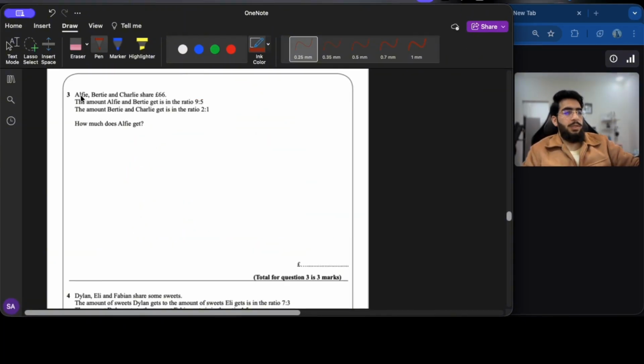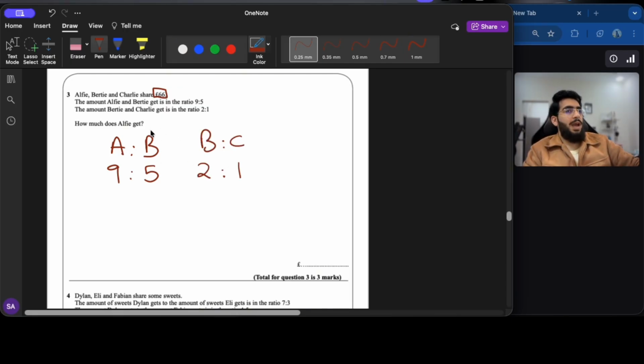Okay, so here we have another question where we have A person, B person, and C person. They share 66 pounds. And we know that A ratio B is 9 ratio 5. So I'll just write it down. A ratio B is 9 ratio 5. And then we know B ratio C is 2 ratio 1.